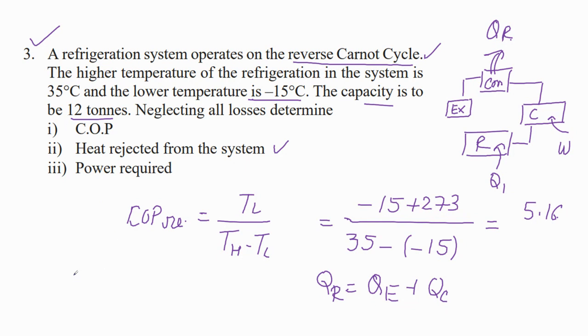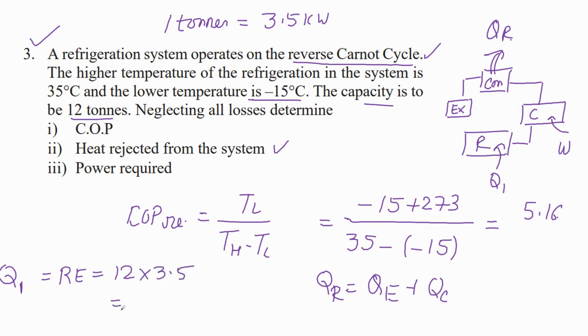Now the capacity we have been given is 12 ton. Capacity is actually the refrigeration effect, or you can call it heat absorbed in the evaporator. So it is 12 ton. Always remember, 1 ton is equal to 3.5 kilowatt, so you simply multiply by 3.5. So it comes out to be 12 into 3.5, which is 42 kilowatt.